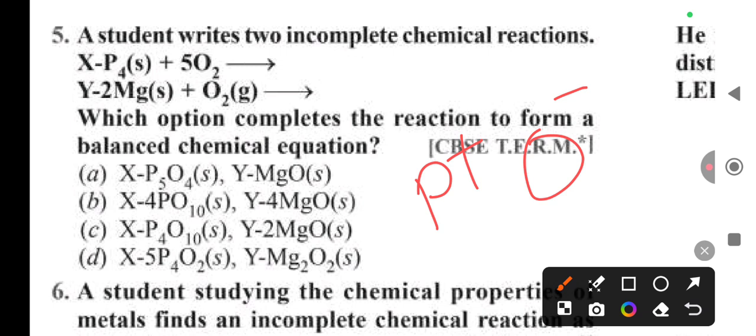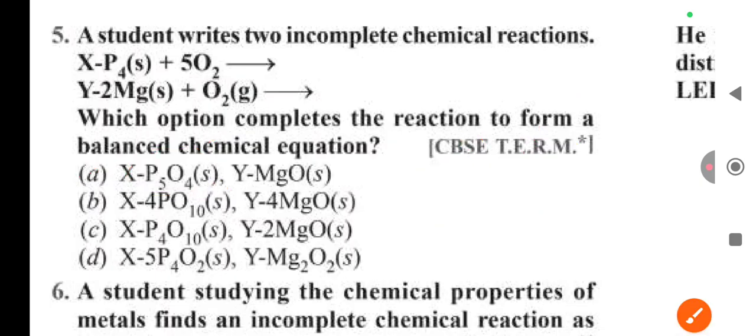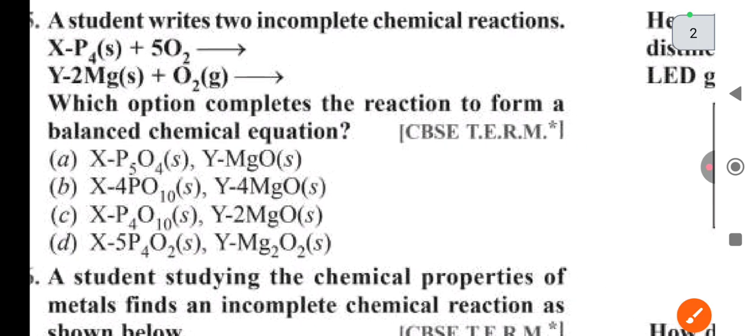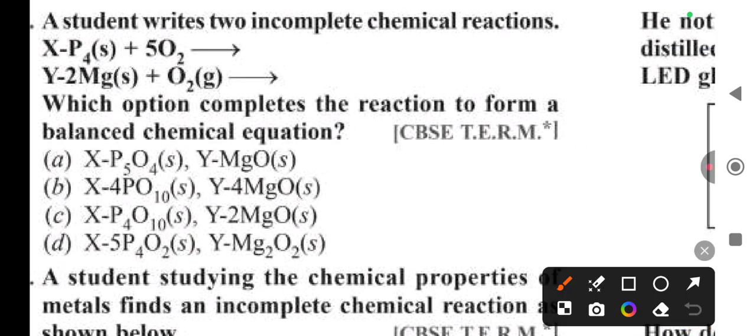So you can see here in option A, X, it carries P5O4. Oxygen can't carry -5 charge. इसका कभी भी -5 charge नहीं होता. It is carrying -2 charge. Okay, so definitely it is wrong. In next option you can see B. Here also you can see oxygen it is carrying -1, but here it is wrong.